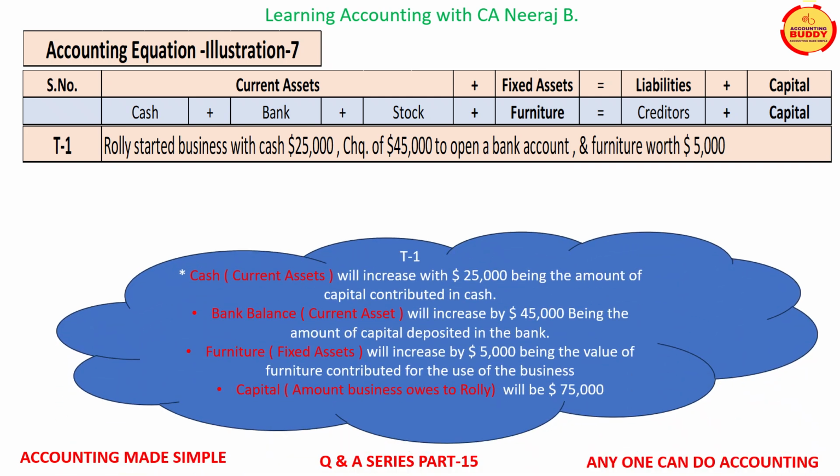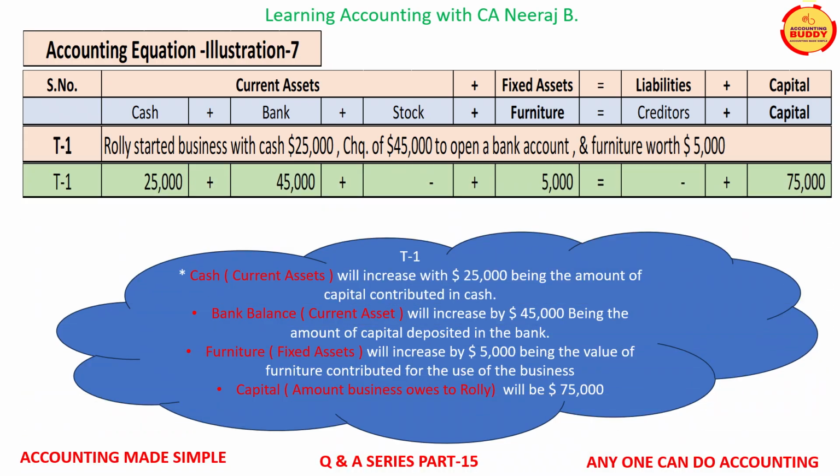Now, if we analyze this transaction, the four accounts which are affected by this transaction are: first the cash, second the bank, third the furniture, and the fourth one is capital. Cash, bank and furniture, which are the assets, will affect the asset side of the accounting equation, while the capital will affect the right hand side of the accounting equation.